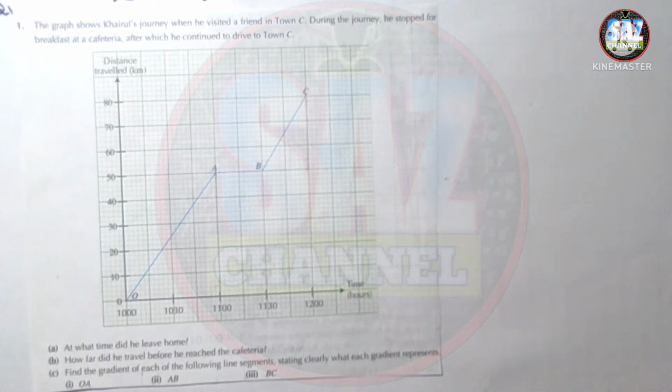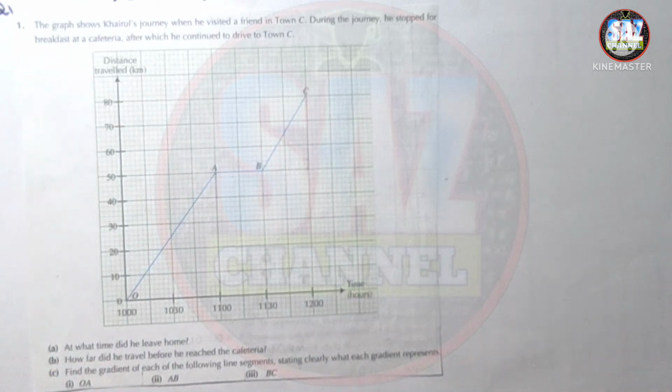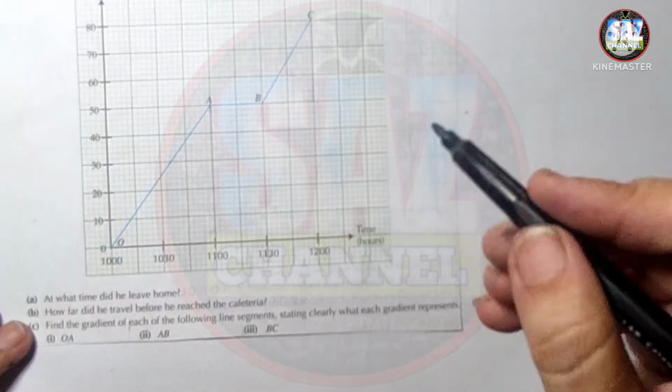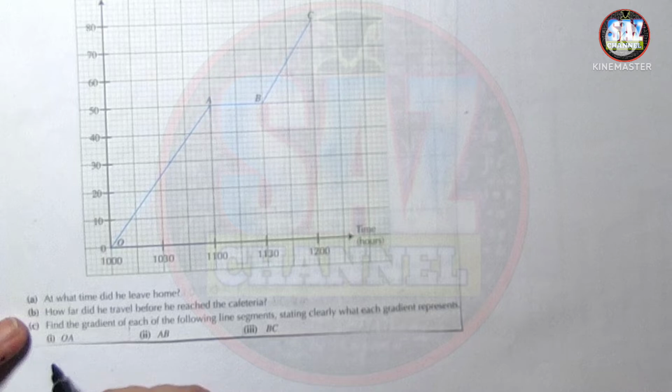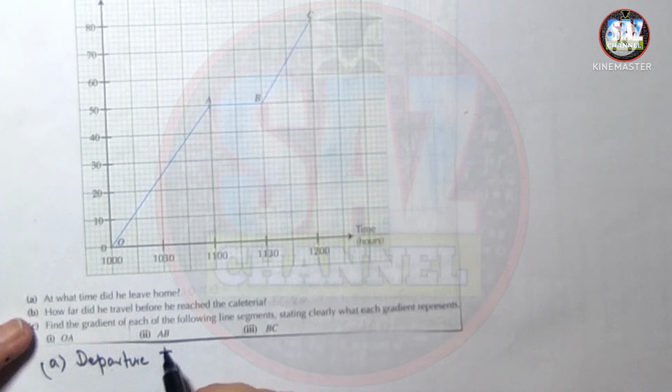So I hope you are clear that the first part is, at what time did he leave home? This is the place where he is leaving home. So A is the departure time. Departure. Learn the alternative language as well.